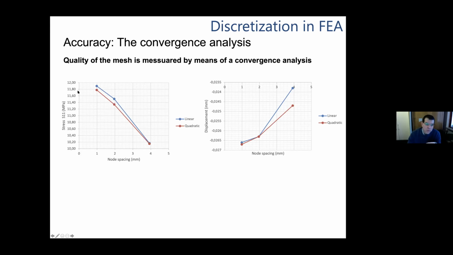What we see here is a convergence analysis for the linear and quadratic meshes that I showed you before. You can see that as the node spacing reduces, so as the mesh size becomes smaller and smaller, the solution converges to an analytic solution that is around 12 in this case, and a displacement that is close to 0.0267, more or less.